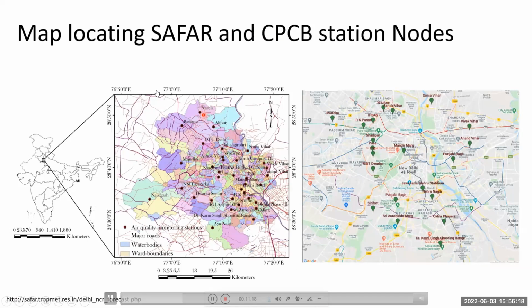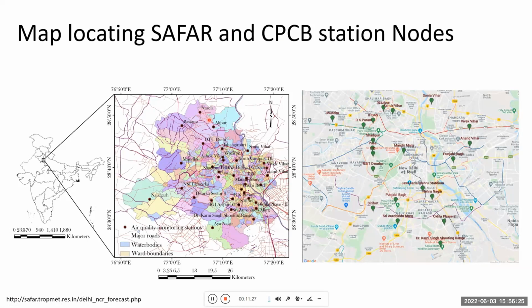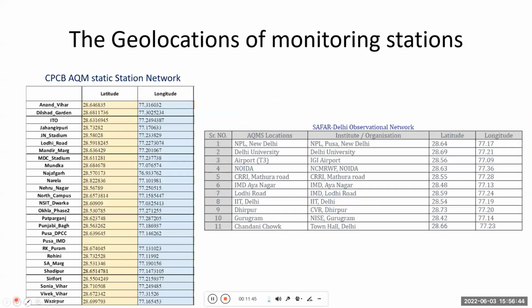You see that these maps have dots, and each dot is a static device which has 13 sensors to take the primary pollutants and give the readings. Similarly, we have the SAFAR stations like in Wazirpur, Ashok Vihar, and so on. There is a link given here where you can go and check the SAFAR live monitoring stations with their real-time data. These are the geolocations of these monitoring stations, almost 34 stations from the Central Pollution Control Board and 11 from SAFAR.